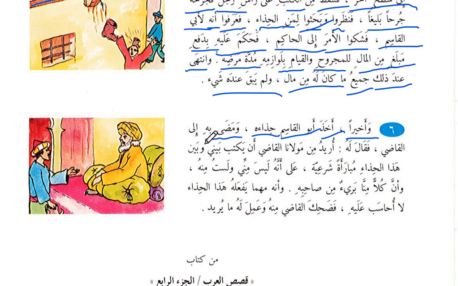ومضى إلى القاضي, and then he went to the judge. فقال له, then he told him, أريد من مولانا, I want from our master, our judge, al-Qadi. Maulana means master. أن يكتب بيني وبين هذا الحذاء مباراة شرعية, to write a legal notice between me and these shoes. The notice would be on what?